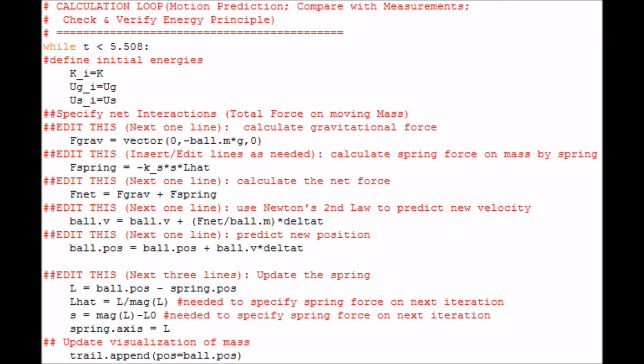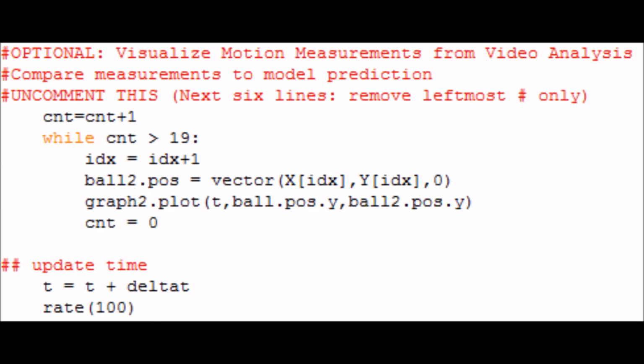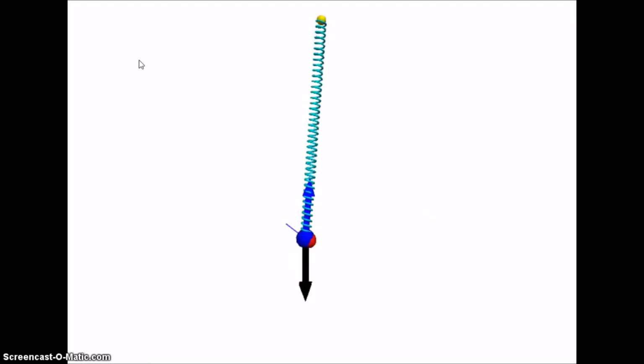After this is complete, the length of the spring is recalculated based on the new position as well as the stretch and direction of the spring. After recalculating the position and velocity of the mass, the energies are once again calculated in the same way as was shown before. These final energies for the time step are used along with the initials that were copied earlier on in the loop to find the changes in the energies and the change in the total energy of the system. And finally, the positions of the real life motion are read in every 19 times the loop runs, which is based on the frame rate of the camera.